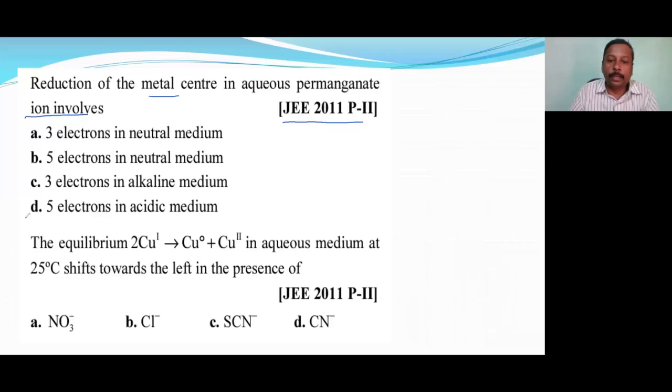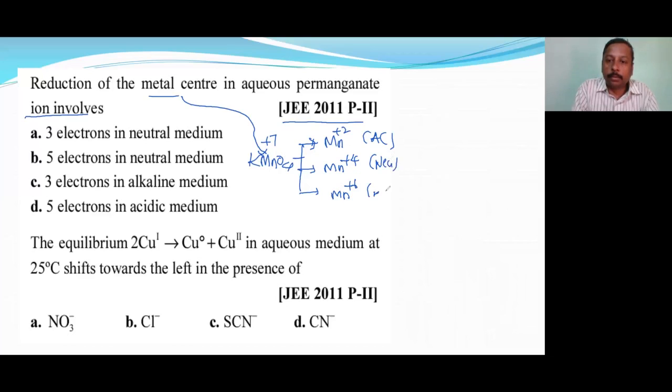Here it is an advanced question, so more than one correct answer is possible. Understood? It is about KMnO4. I will write the tricks here, but how to remember them I have already explained. Metal center means manganese. Presently it is at the +7 oxidation number. It can reduce up to +2, it can reduce up to +4, and it can reduce up to +6. So this is acid, this is neutral, and this is base.